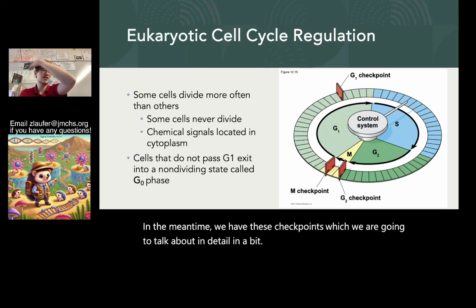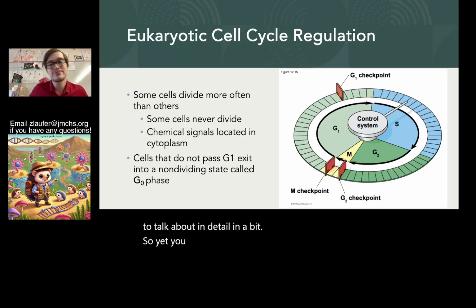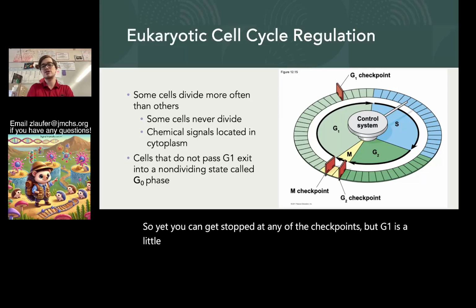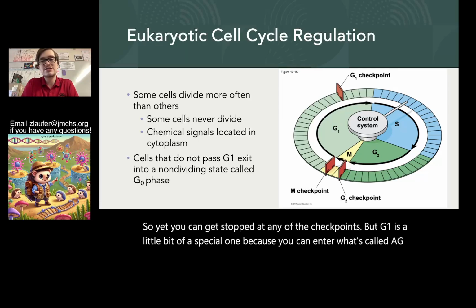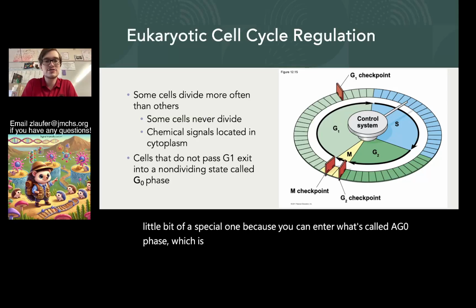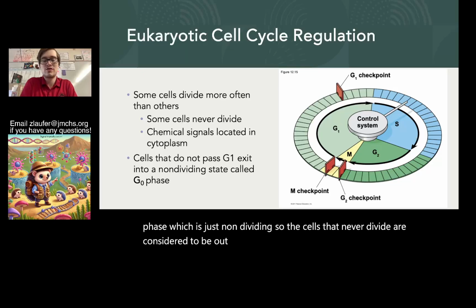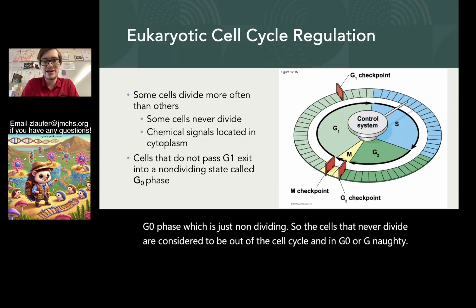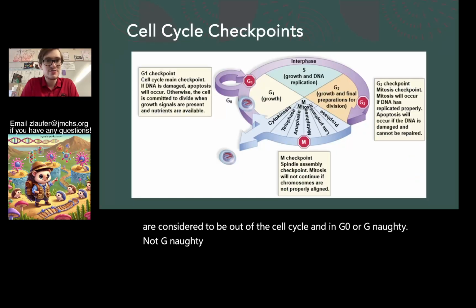So, you can get stopped at any of the checkpoints, but G1 is a little bit of a special one because you can enter what's called a G0 phase, which is just non-dividing. So, the cells that never divide are considered to be out of the cell cycle and in G0 or G naught. Not G naughty, gross. Okay, let's continue.